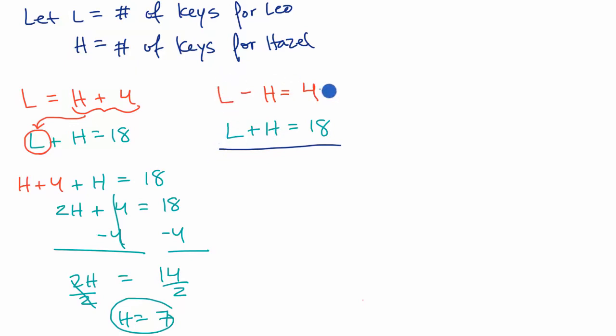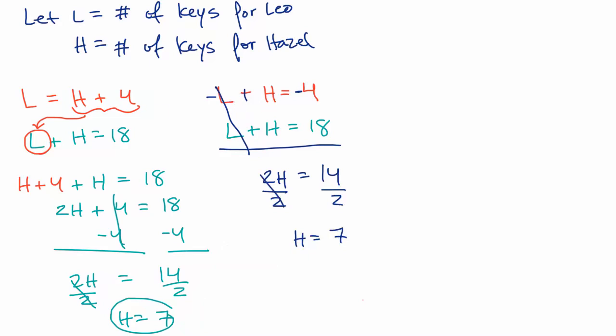So let's multiply this top equation by -1 on both sides. So -1 times L is negative L. -1 times a negative H is positive H. And then this would become a -4. And now when we add the left-hand sides, negative L plus L cancels out. H plus H is 2H. And that's going to be equal to -4 plus 18, which is 14. And then divide both sides by 2, and we get, once again, H is equal to 7.